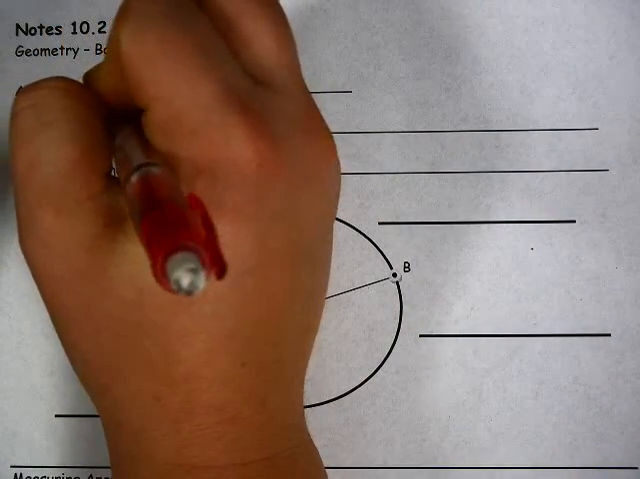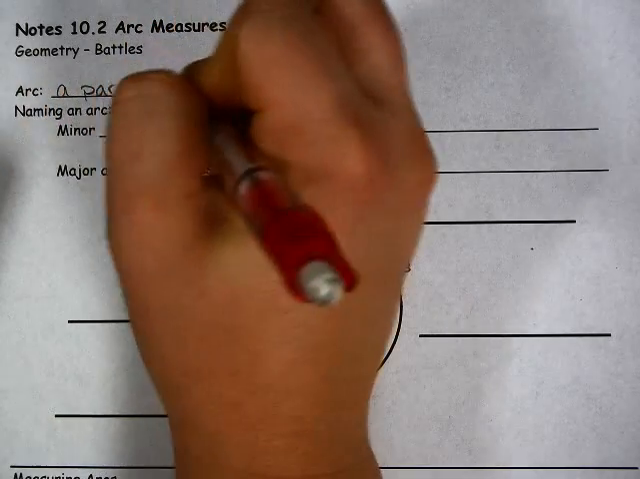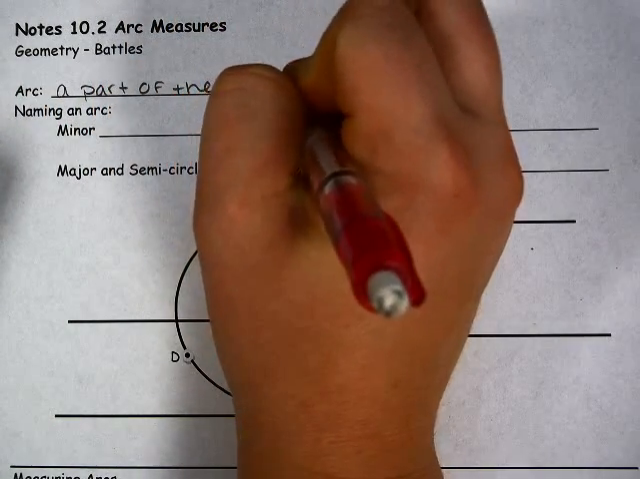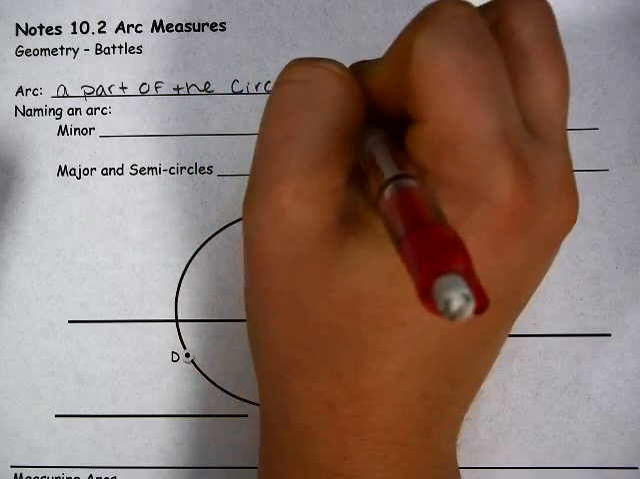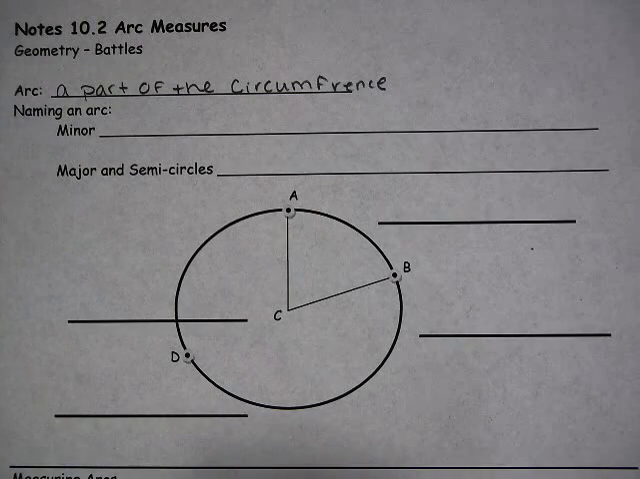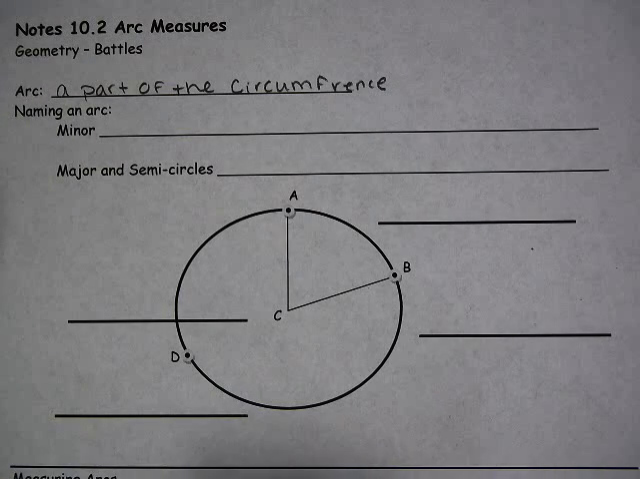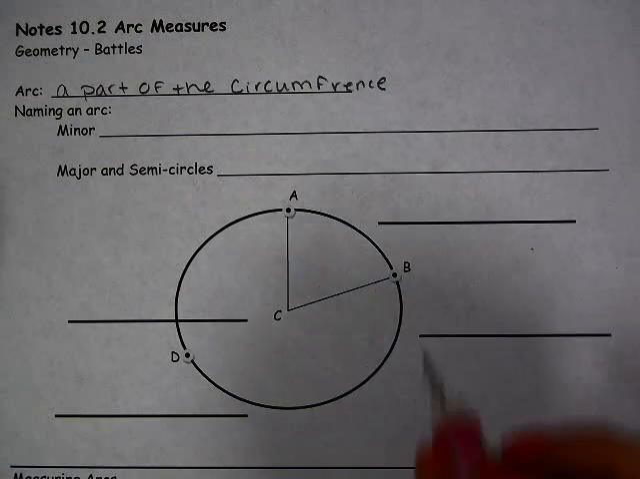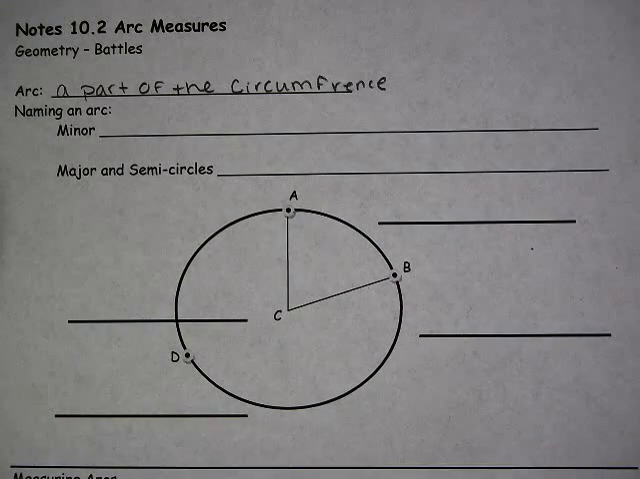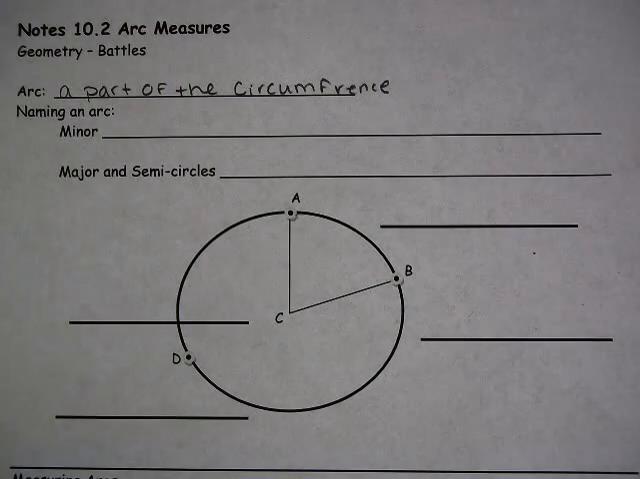A part of the circumference. And basically, I'll go a little bit more into detail through these notes here, but basically this right here is an arc, and what we're going to be doing is finding the measures of arcs in this section.